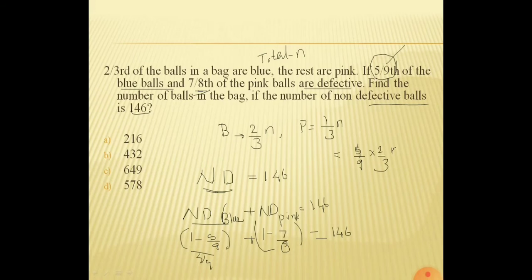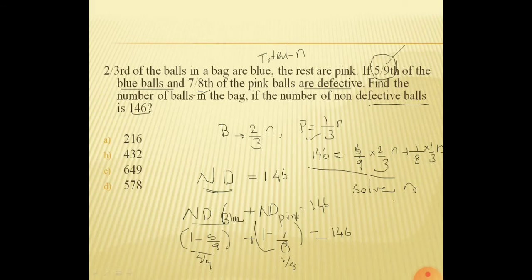Okay, 4 by 9 of 2 by 3 n, that is the number of blue balls, plus 1 minus 7 by 8, it is equal to 1 by 8. So 1 by 8 of pink balls are 1 by 3 of 1 by 3 n, that is equal to 146, right? Okay, so we will get the value of n from there.